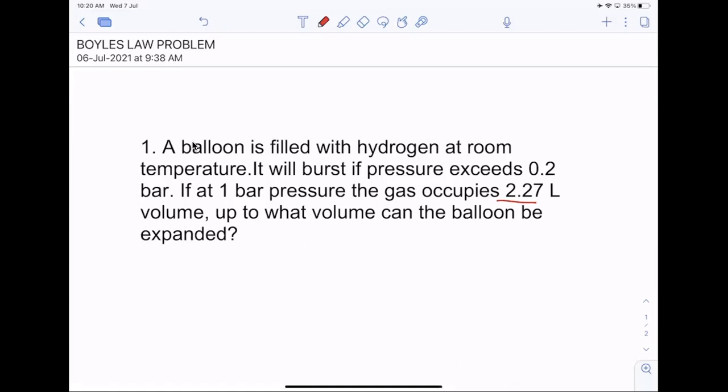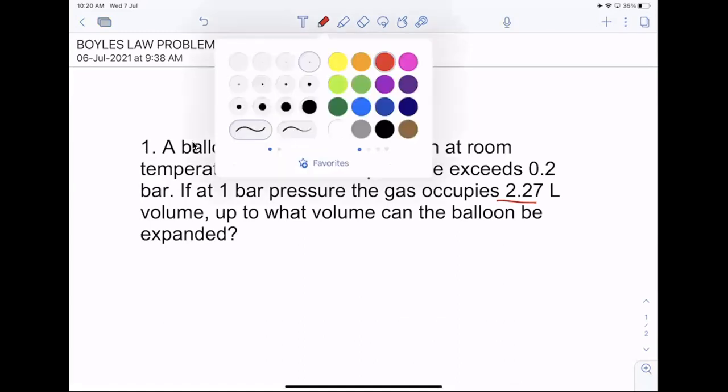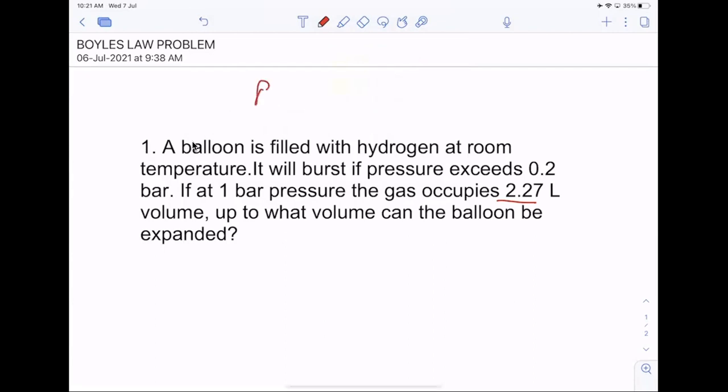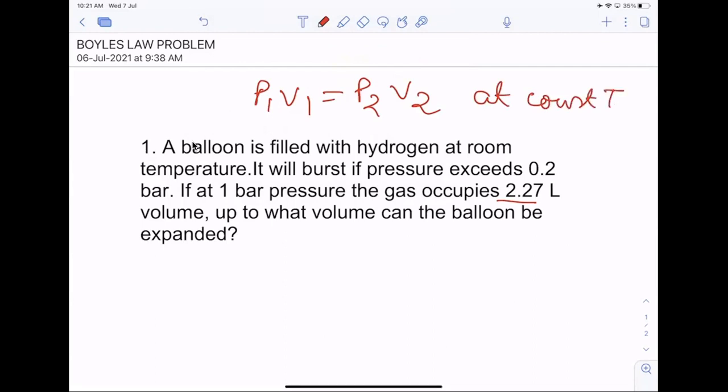So this we have learned, and we have also learned the formula for Boyle's law: P1 V1 is equal to P2 V2 at constant temperature, obviously, and the amount will be fixed. So on the basis of this formula, we will now solve these two problems.